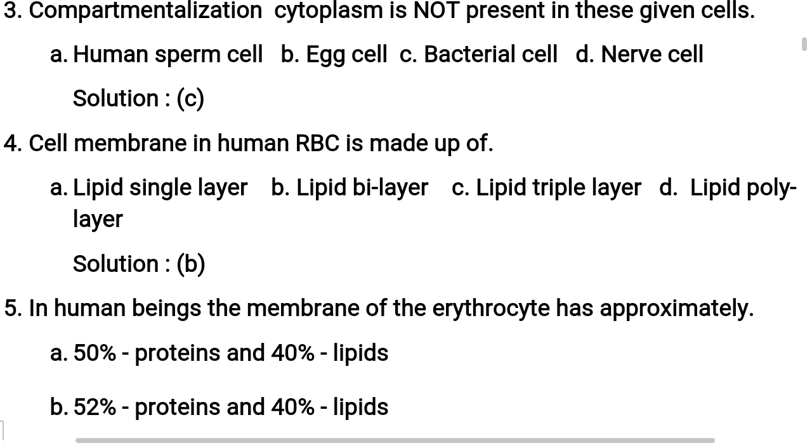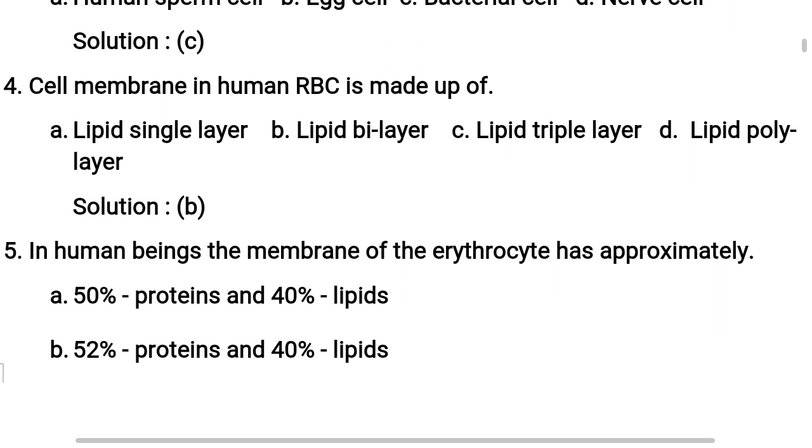Now coming to fourth question. Cell membrane in human RBC is made up of. This is a very important question for competitive examinations. They ask this question, the concept is the same. On the same concept they asked in a previous NEET examination. Let's see the options. Option A, lipid single layer. Option B, lipid bilayer. Option C, lipid triple layer. Option D, lipid polylayer.